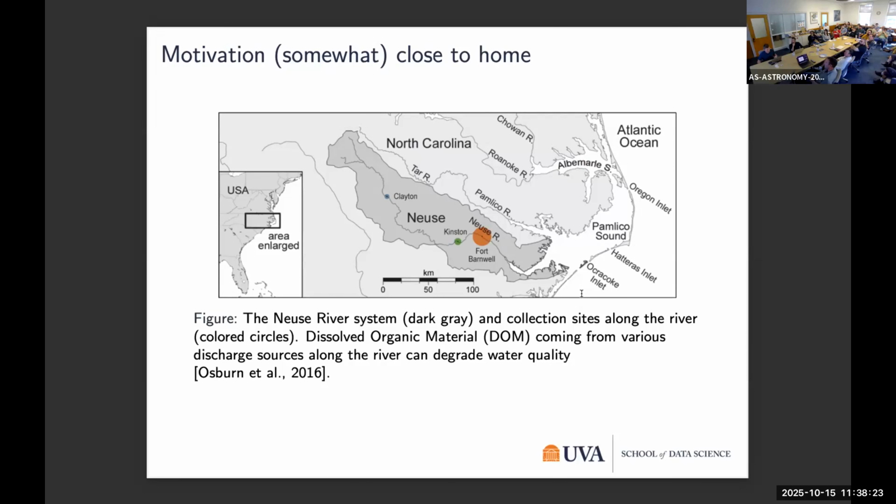This talk was better when I was at Duke and UNC because the motivation was super close to home, but I think North Carolina is close enough to Virginia to say that maybe we still care about river systems in our neighboring state. So I worked with some folks from NC State University on a project where people in the Oceanic and Atmospheric Sciences department wanted to measure the water quality of this Neuse River.